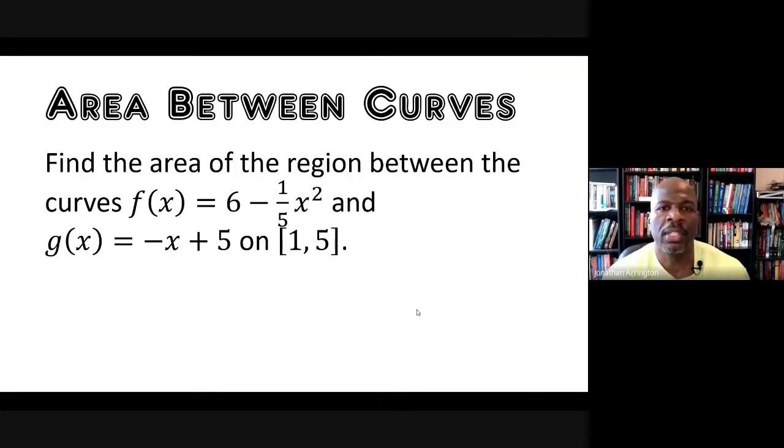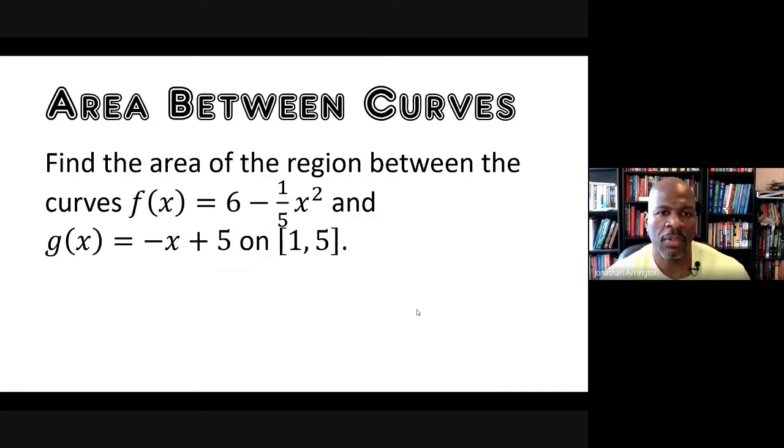All right, greetings. So today's lesson, we're looking at area between curves. The scenario is you have two functions and you're trying to find the area between those two functions. So the problem I have to get us started says, find the area of the region between the curves f of x equals 6 minus 1 over 5 x squared and g of x equals negative x plus 5 on the interval 1 to 5.